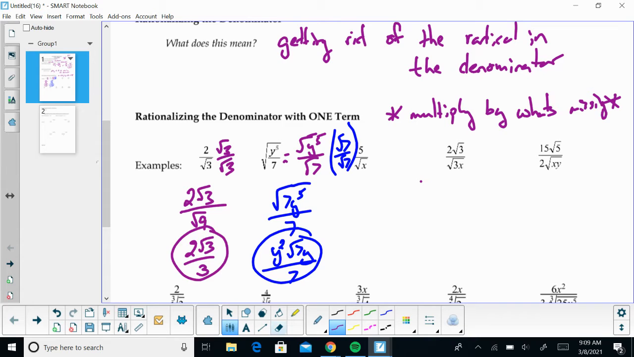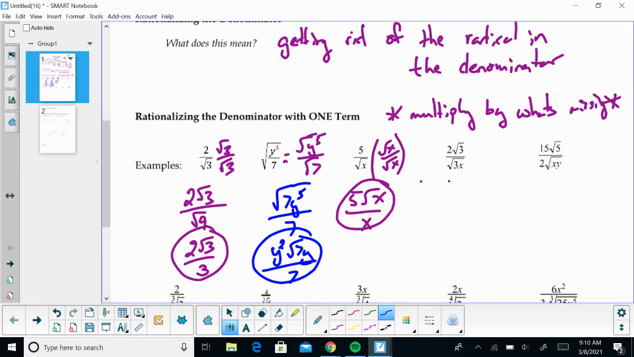Just going down the line here, to rationalize my next one, I'm going to multiply by the square root of x to get 5 root x over x. Can't simplify anymore, so that's my final answer.